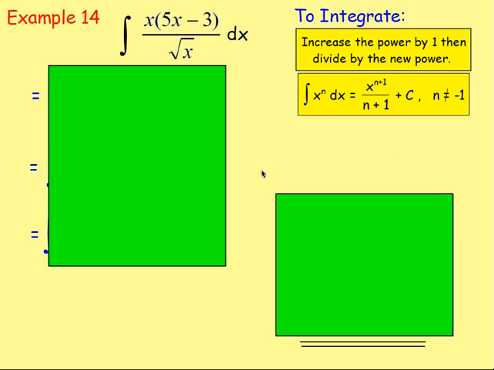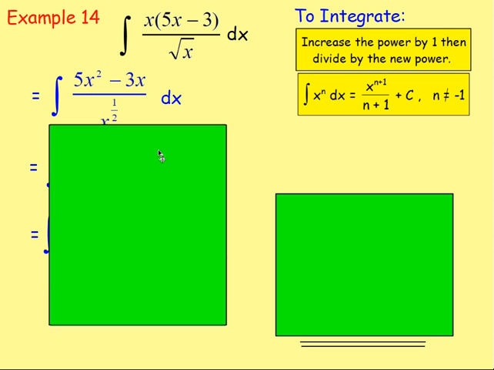Last one, example 14. Integrate x times 5x minus 3 over the square root of x. Again, you can't integrate when x is in the bottom of a fraction or when you have any root sign. So here we've got the square root and x is also on the bottom of a fraction. So rewrite this as x to the power of a half.